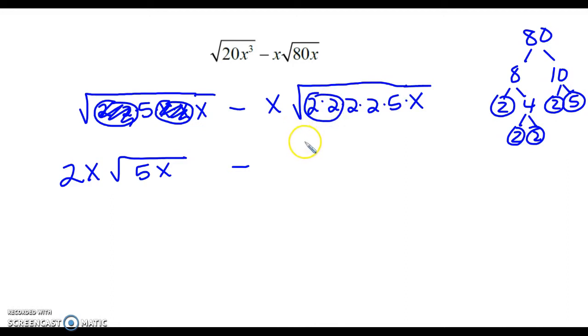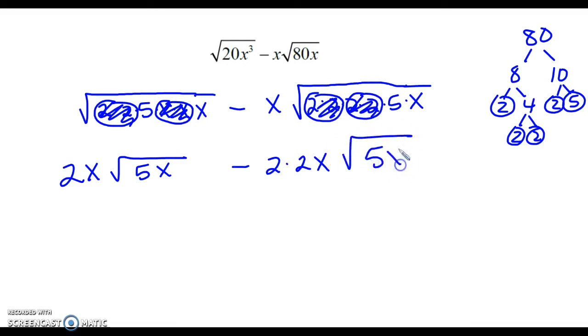That comes out 2 times, don't forget the x, I'll put the x right here. There's a pair of 2's. And what's left under the radical sign is 5x. Okay, well we know that 2 times 2 is 4. So I'm going to change that real quick. Make that a 4.